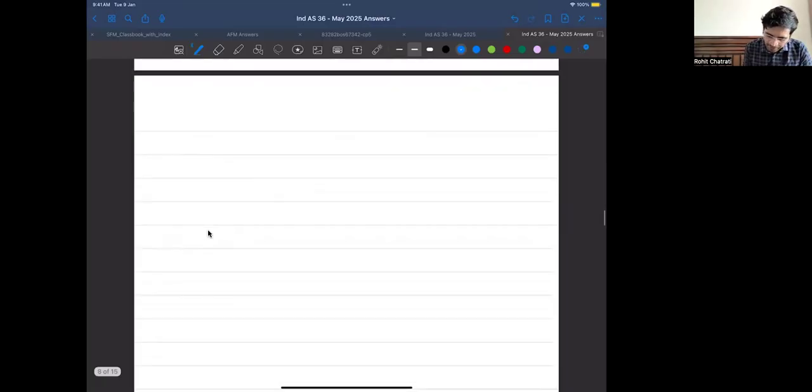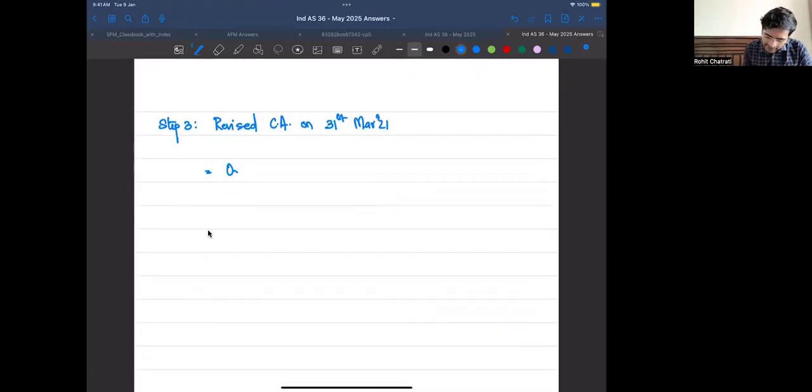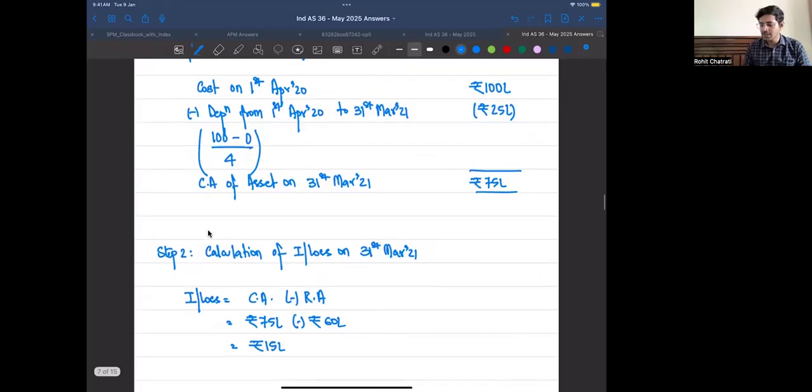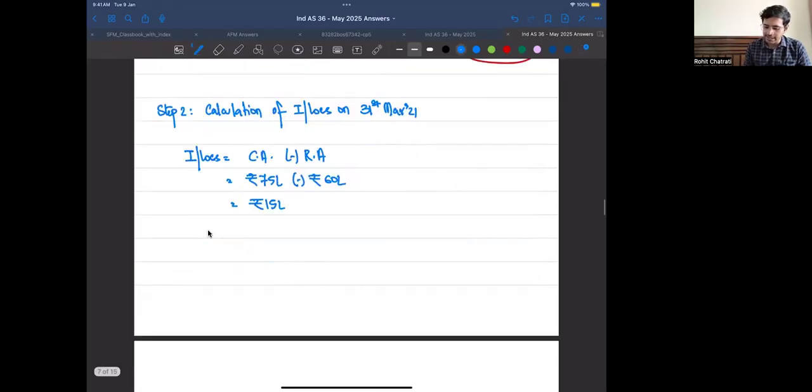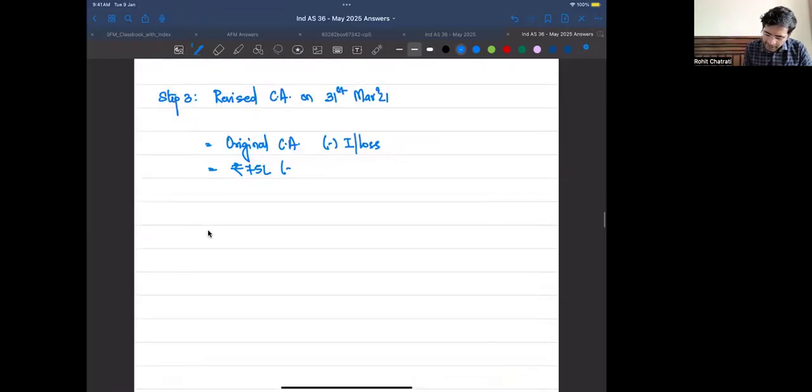So I'm moving on to step 3 of calculating revised carrying amount on 31st of March 2021. The revised carrying amount will be the original carrying amount less the impairment loss recognized. Original carrying amount was rupees 75 lakhs. Now after recognizing it, it's 75 lakhs less rupees 15 lakhs, that is equal to rupees 60 lakhs. So the revised carrying amount after impairment loss recognition on 31st of March 2021 is equal to 60 lakh rupees.